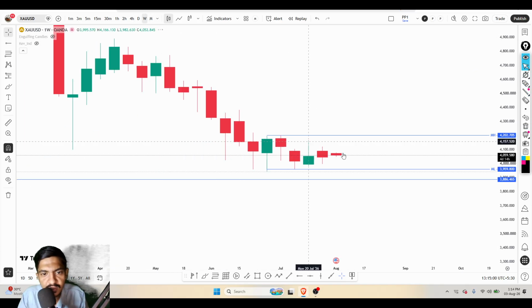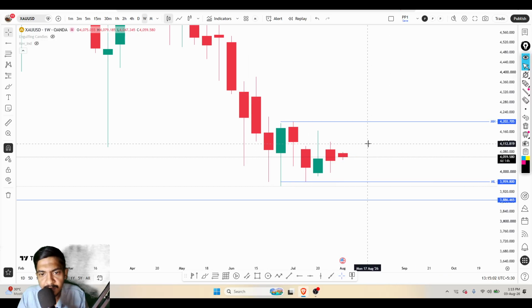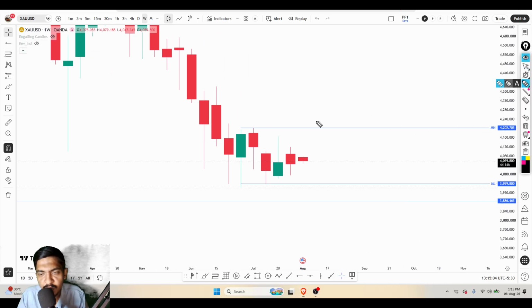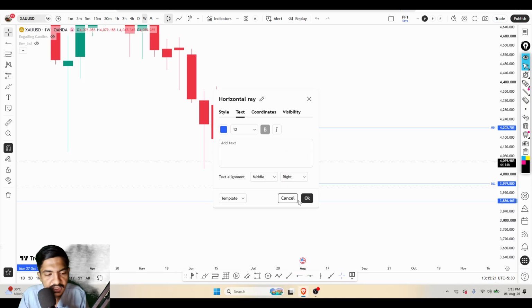So let's move on to the weekly candle here. What's happening with the weekly candle? As I already mentioned, traders, you can see buyers tried to push, but sellers entered. So now you see, these buyers are still active, right? So this becomes a liquidity for us.